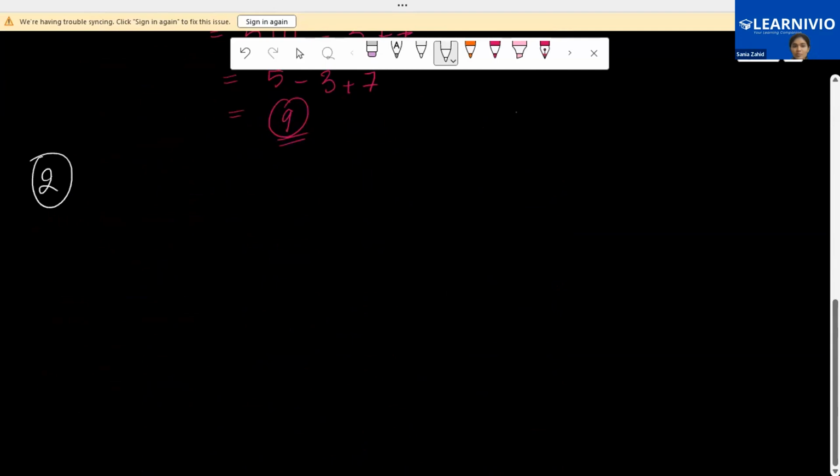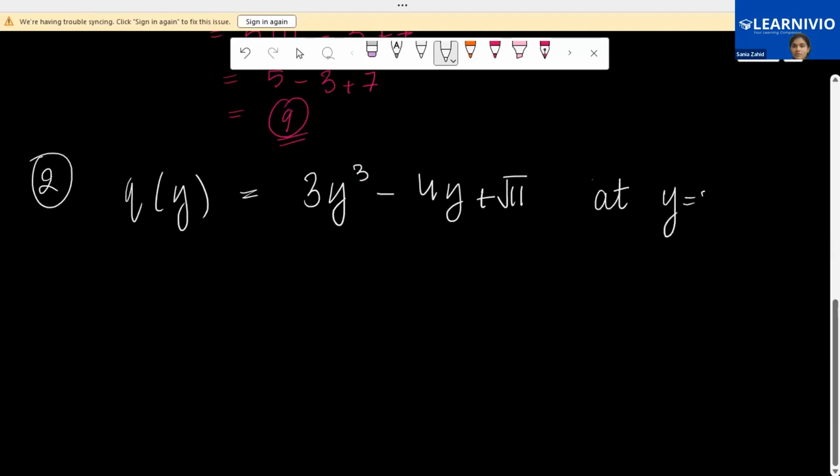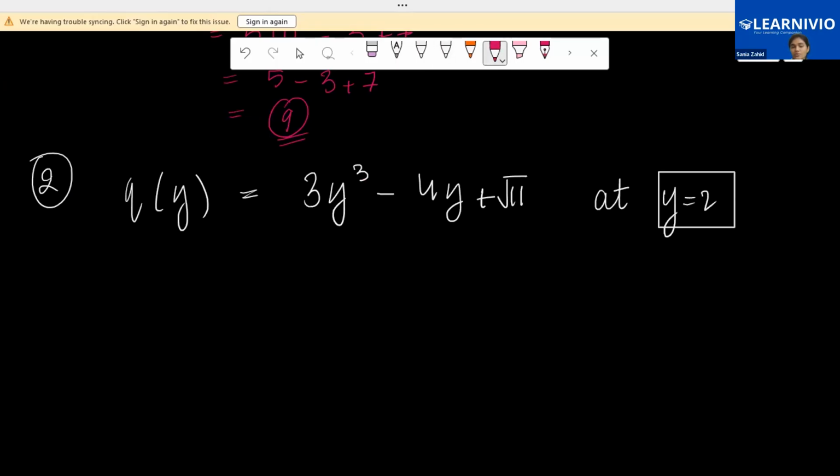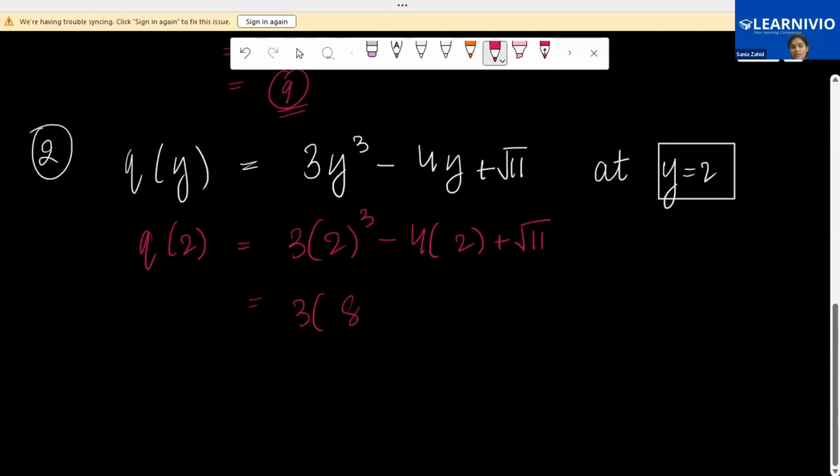So this says, this is the polynomial q(y) is equal to 3y cube minus 4y plus under root 11, and y is equal to 2. Okay, this is the value. Y is 2. So how will we solve this now? Instead of y, you just put the value of 2. So q(2) is equal to 3 into 2 cube minus 4 into 2 plus under root 11. Okay. That is equal to 3 into 8 minus 8 plus under root 11.